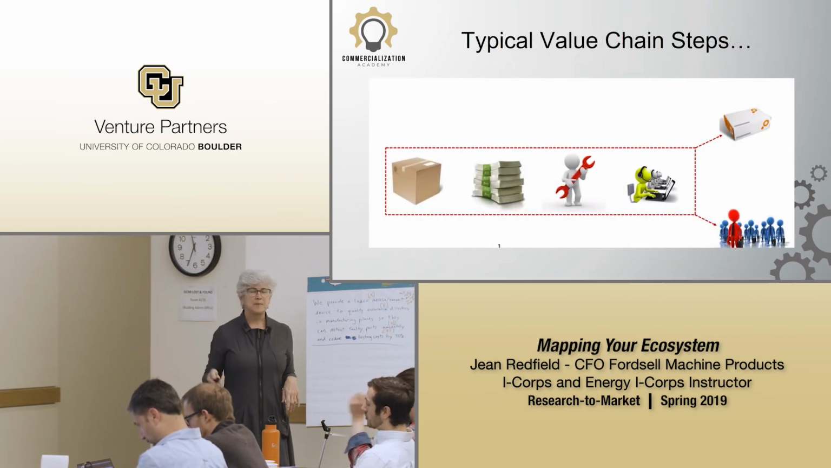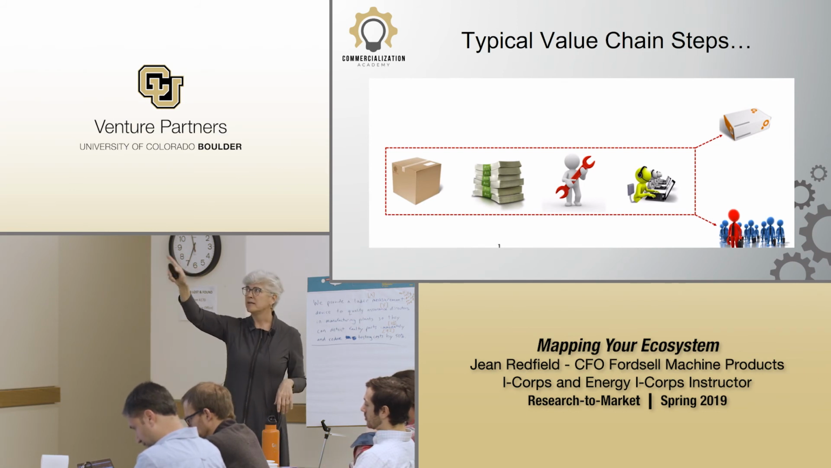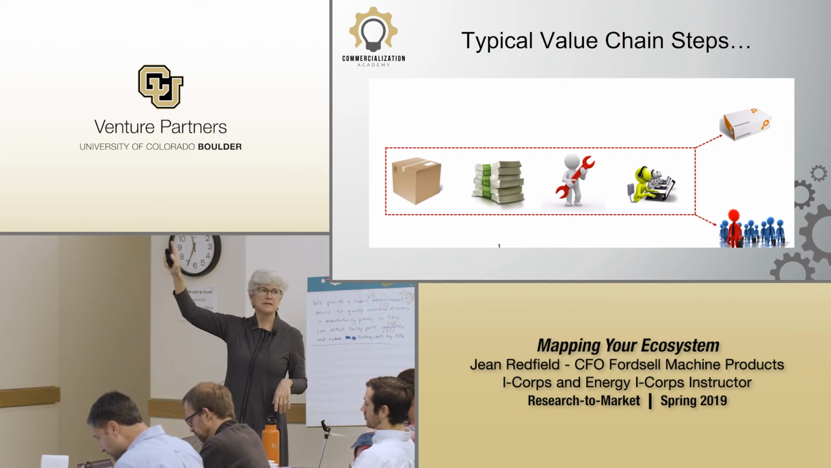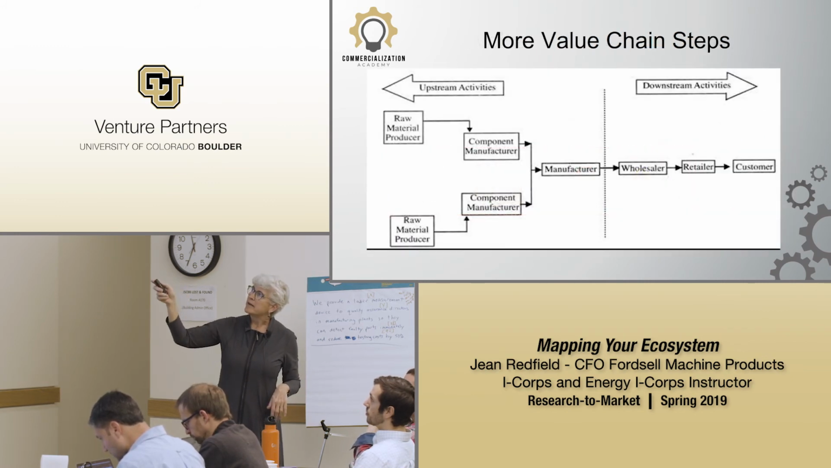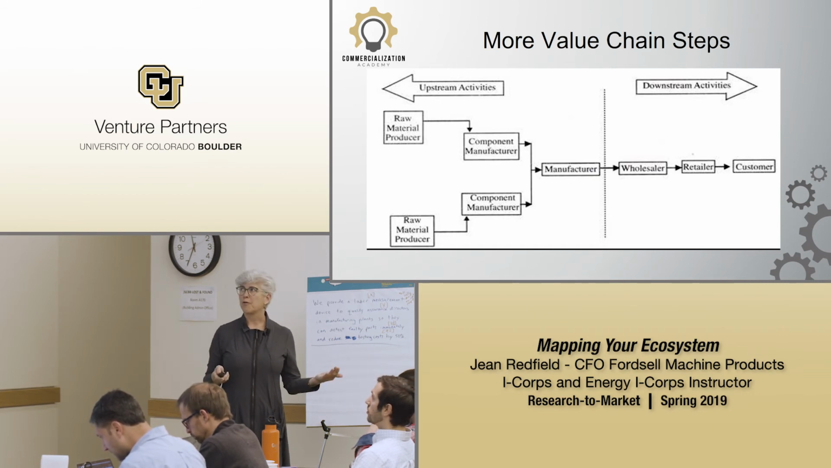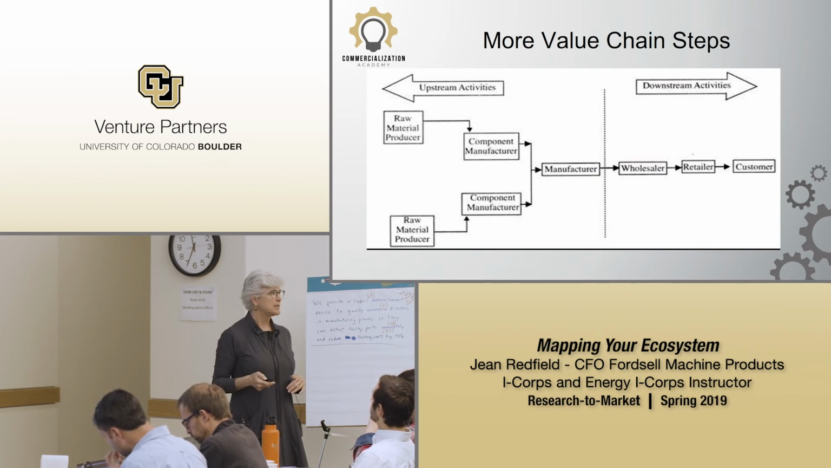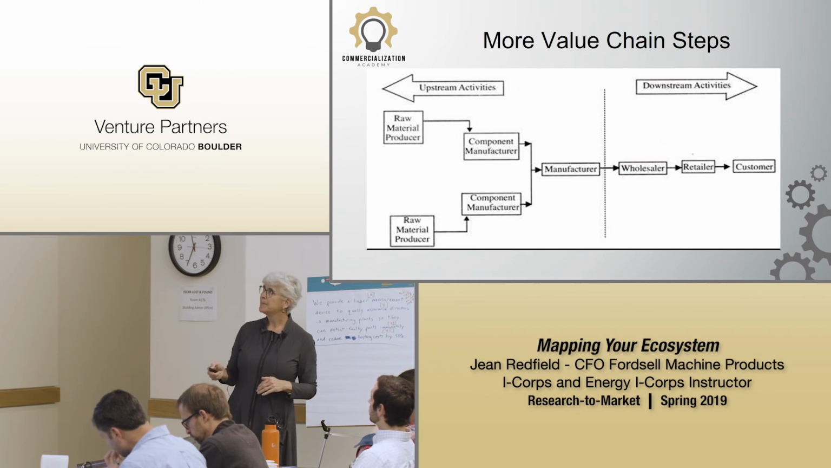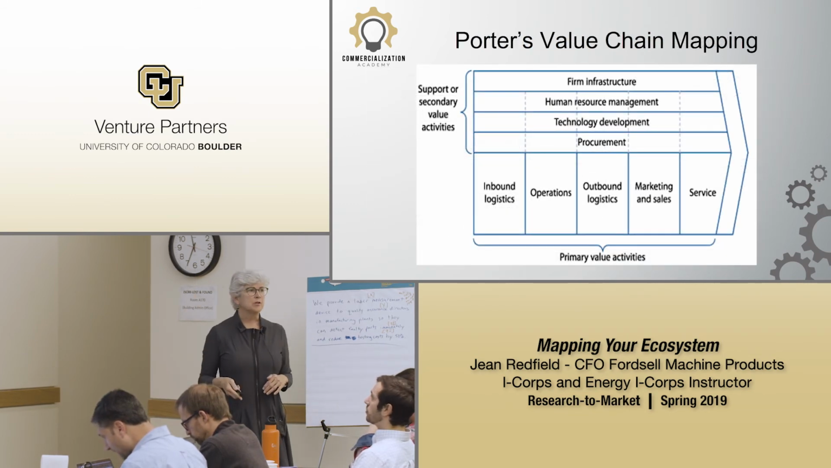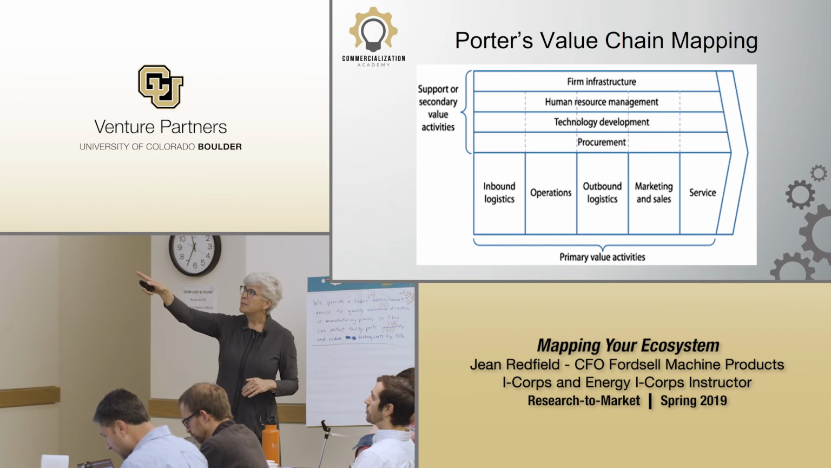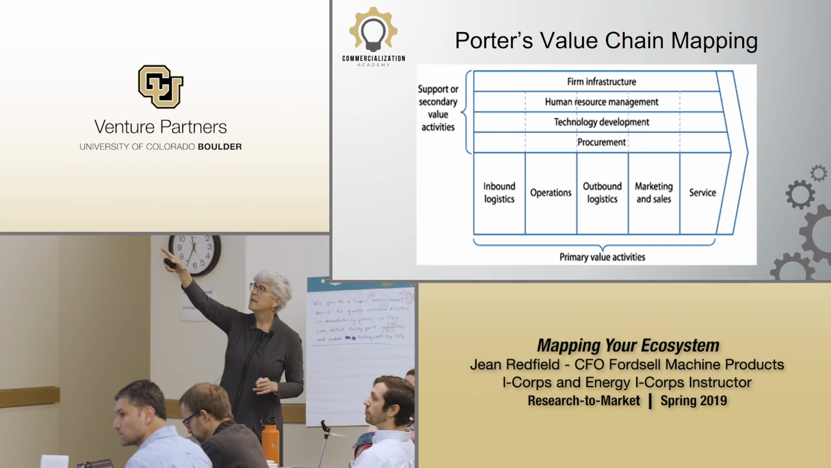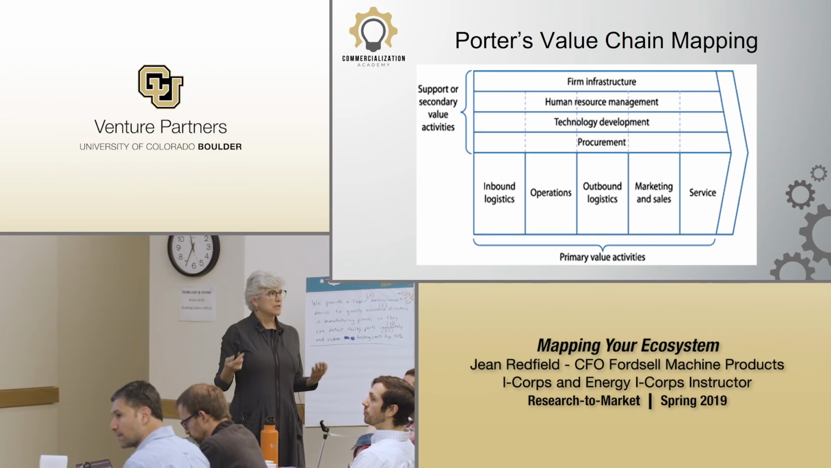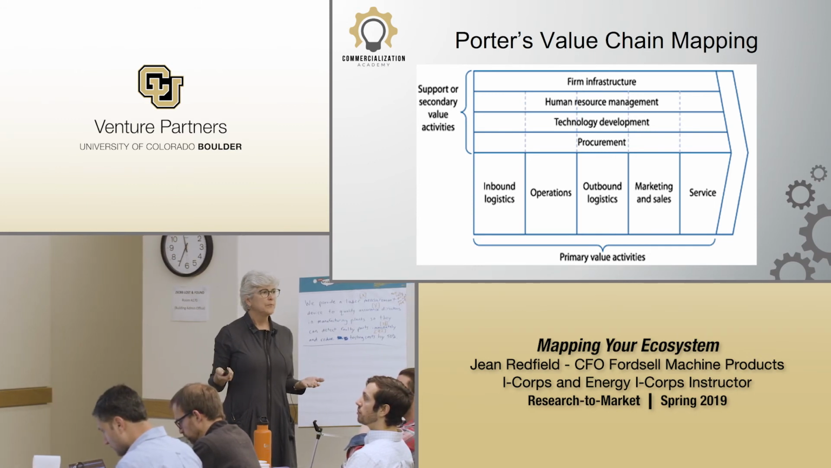Typical value chain maps kind of start with the manufacturing, sales, service, maintenance, those kinds of functions. Another example talks about it as upstream activities and downstream activities, starting with raw materials, going all the way through wholesale, retail, distribution chains to a customer. Here's Michael Porter's version of value chain, where the bottom primary value activities are those steps to get a product to market. The upper value-added steps are more the support functions to support the firm.